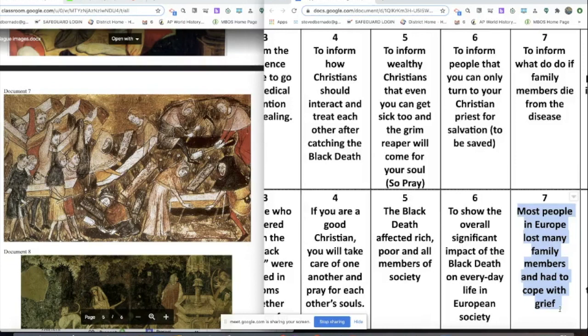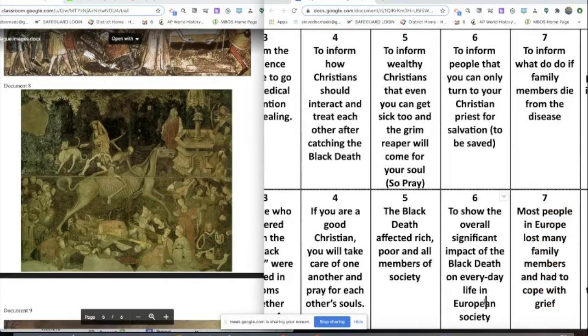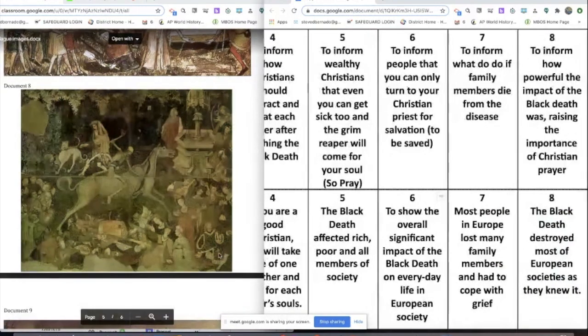We have 2 major conclusions that we keep drawing: the power of the Black Death and how it changed people's lives, and the influence of the Christian church and how it changed people's lives. Again and again, it's matching. Let's move to image 8. There's a lot going on in image 8. Okay? Stories to be told.